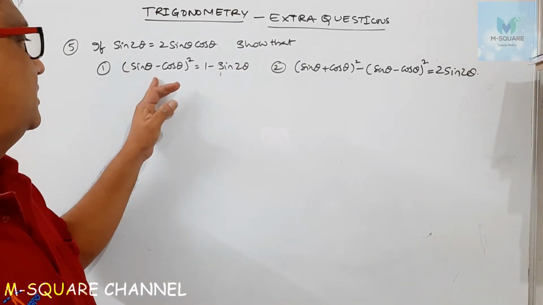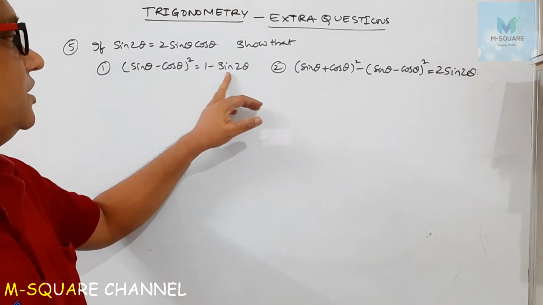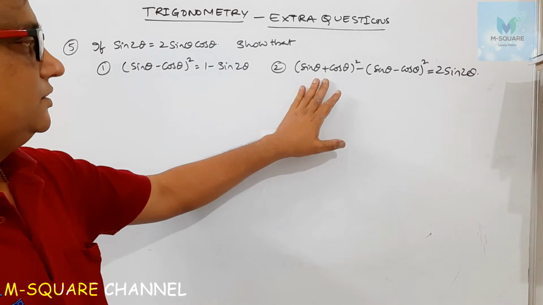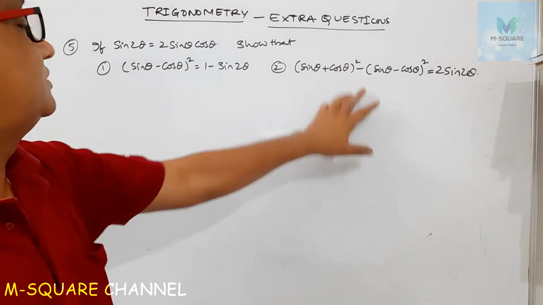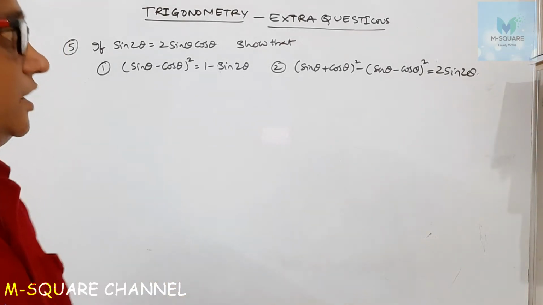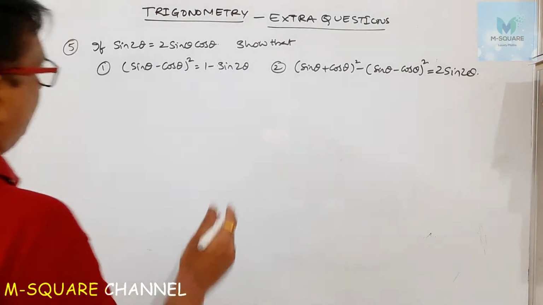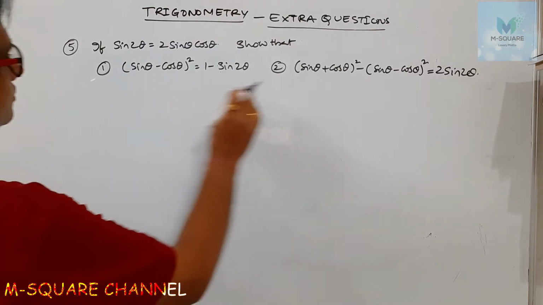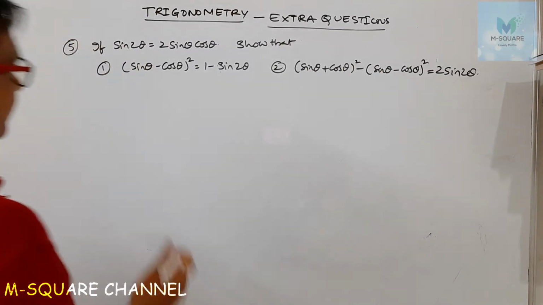Show that (sin theta minus cos theta) whole square equals 1 minus sin 2 theta, and (sin theta plus cos theta) whole square minus (sin theta minus cos theta) whole square equals 2 sin 2 theta. So here it is very easy. This is (a minus b) whole square, (a plus b) whole square, (a minus b) whole square.